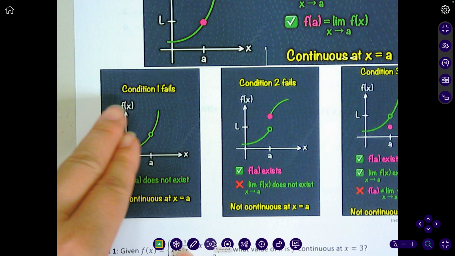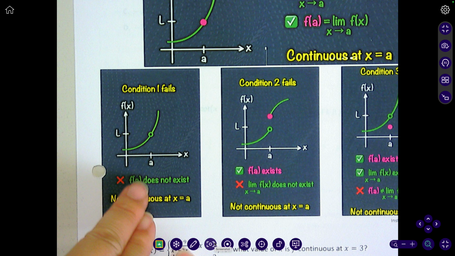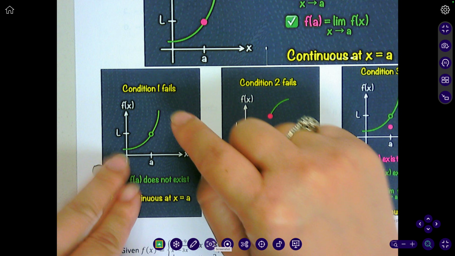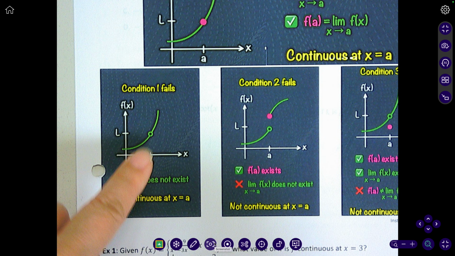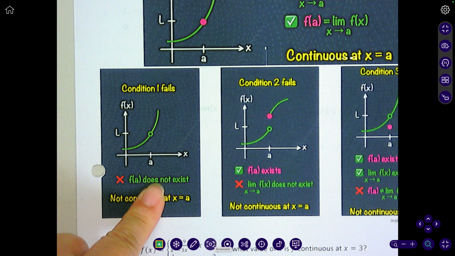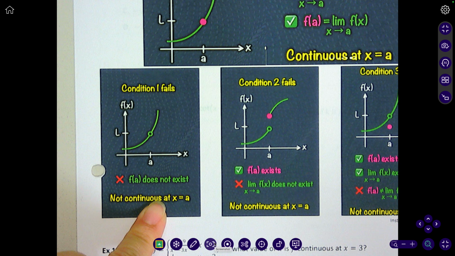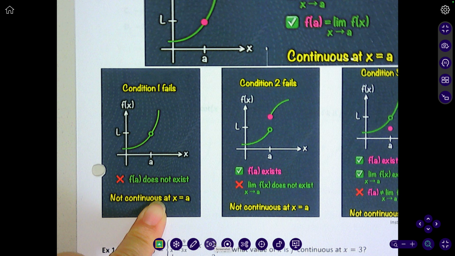Okay? So if the first condition fails, that means the limit does exist. You can see the limit from the left and from the right does approach the same y value. But there is no point there. The point does not exist. So therefore, the function is not continuous at x equal to a.